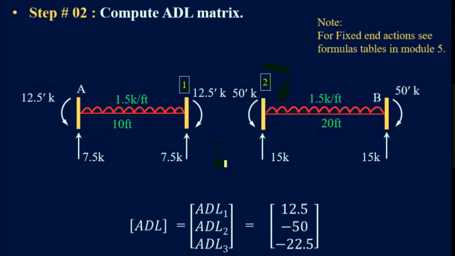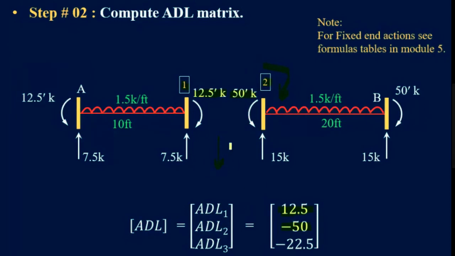Now, how are these fixed end actions coming? You know that from the previous problem. We already did that. WL squared over 12, and you know that this is WL over 2. So this value of 12.5 kip-ft will be taken corresponding to our D1. So this becomes our ADL1 value. Similarly, this 50 kip-ft value is anticlockwise. Our assumed direction of D2 was clockwise. Now this will be negative 50.